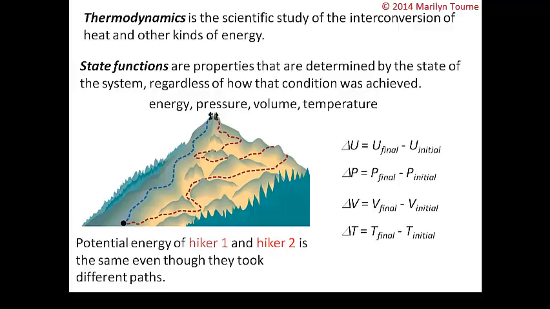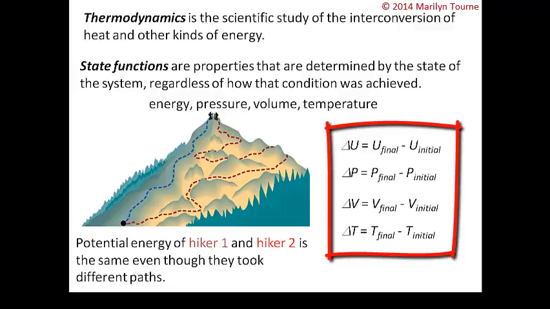So that means that the gravitational potential energy of those two hikers is exactly the same. It does not matter that the path is different. That's what a state function is. All right, I don't care how you got there. I only care about your final and your initial state. So state functions, like I've mentioned before, are energy, pressure, volume, and temperature.